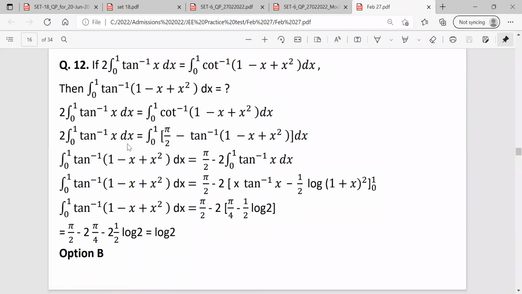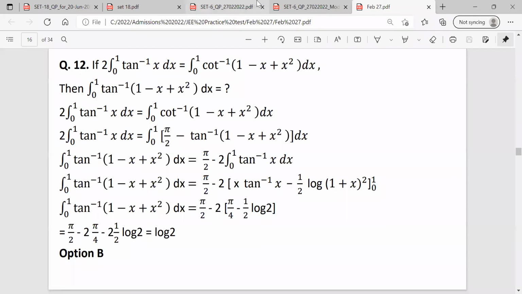Now we know the integral of tan inverse x dx is x tan inverse x minus 1 by 2 log of (1 plus x square). We have the range of values as 0 to 1, so we substitute x as 1 and x as 0. We can rewrite this term as pi by 2 minus 2 multiplied by (pi by 4 minus 1 by 2 log 2). So this becomes pi by 2 minus pi by 2 plus log 2. The pi by 2 gets cancelled and we have the solution as log 2.